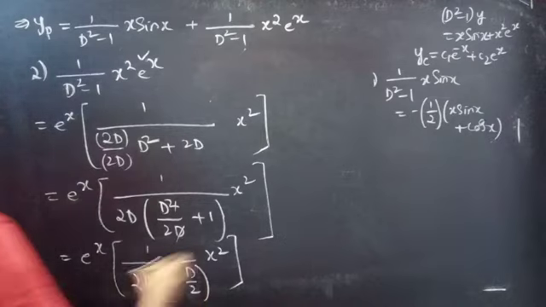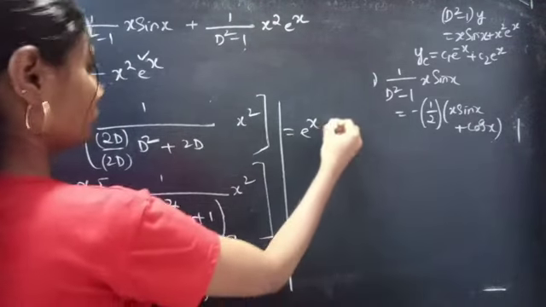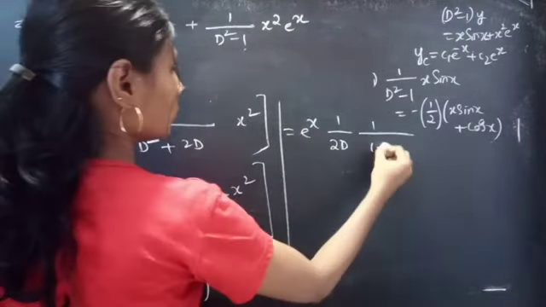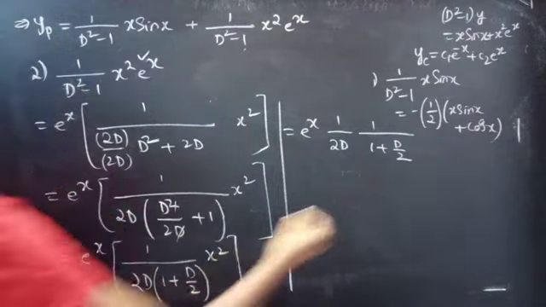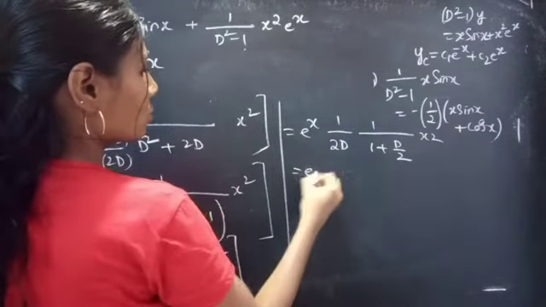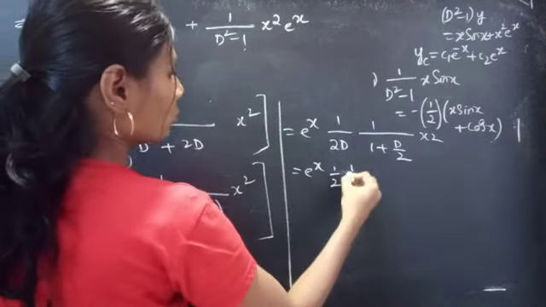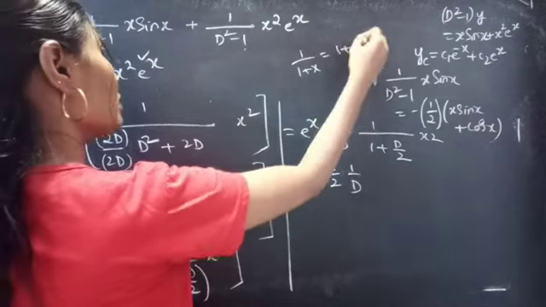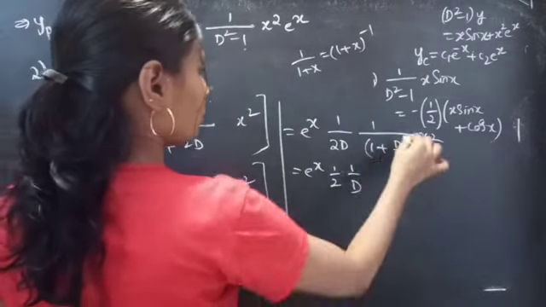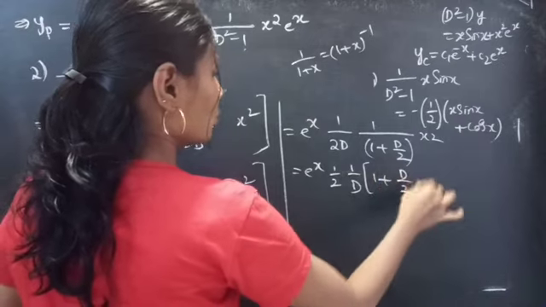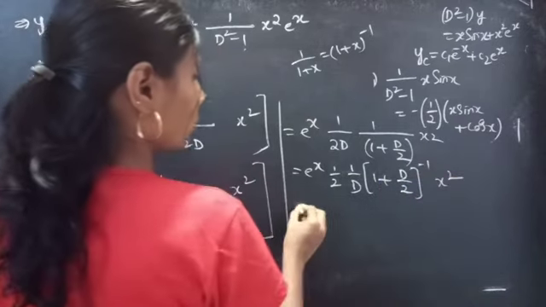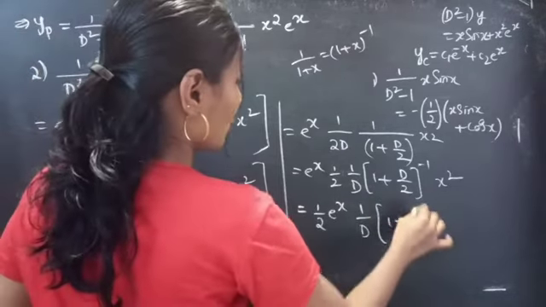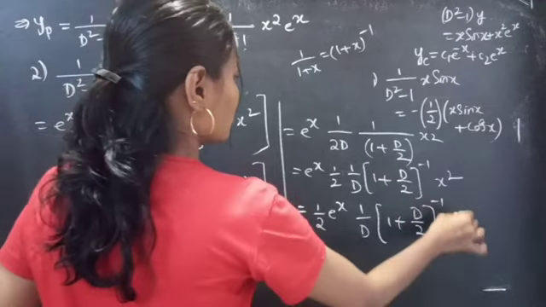Now, split this fraction as 1/(2D) into 1/(1 + D/2) into x². This is equal to e^x into, again we'll split this as 1/2 into 1/D. And this fraction is of 1/(1 + x) form, so we can write it as (1 + x) whole inverse. Just write it as (1 + D/2) whole inverse into x². This is equal to 1/2 into e^x into 1/D into (1 + D/2) whole inverse into x².